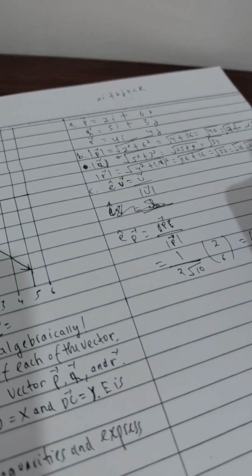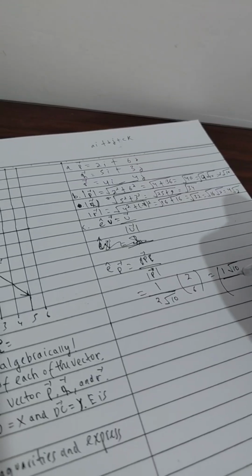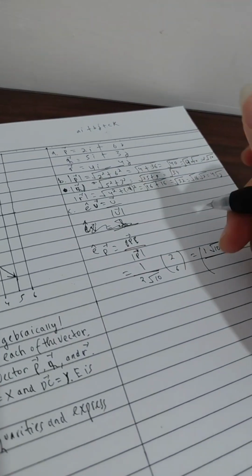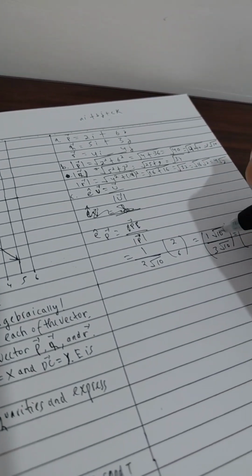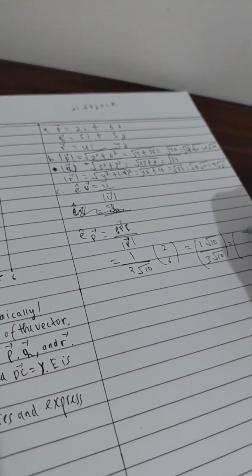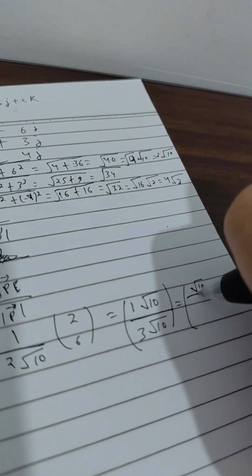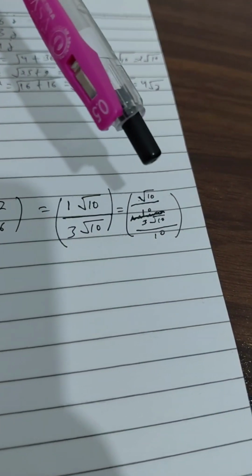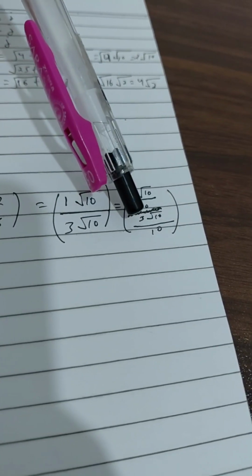And this, we write here, over 1 divided by 2 equals 6. The answer is 3 roots of 10. And then for this, we multiply by the root of 10. So the answer is root of 10 over 10, and 3 roots of 10 over 10.